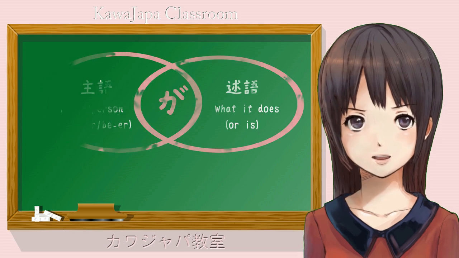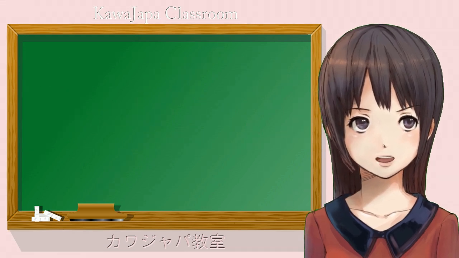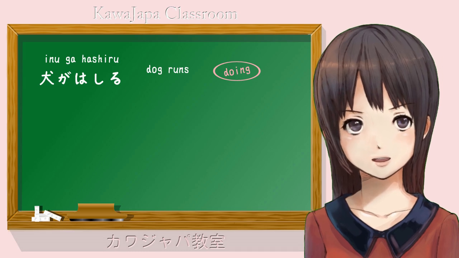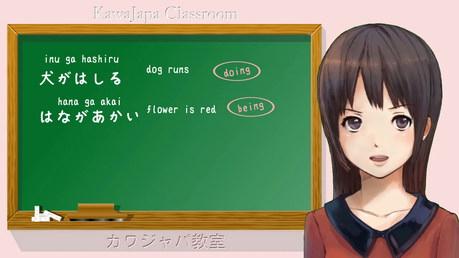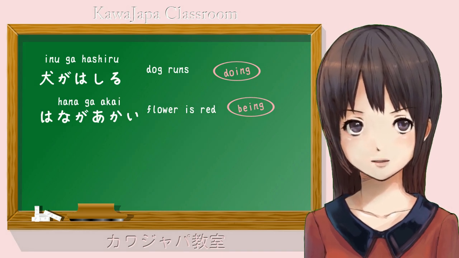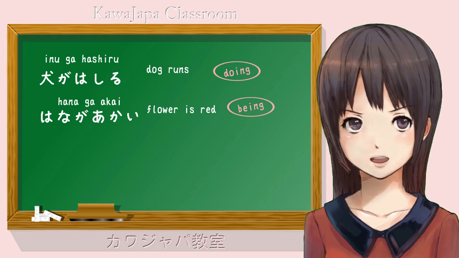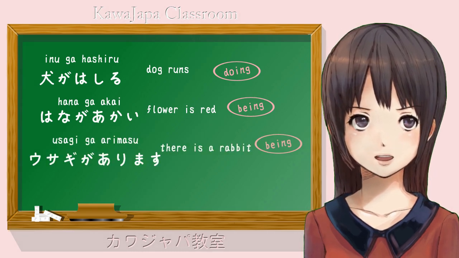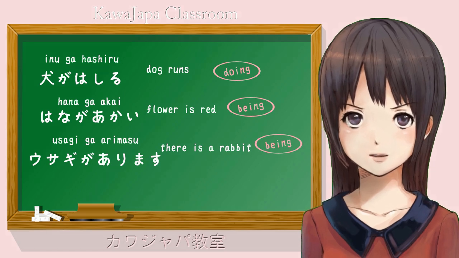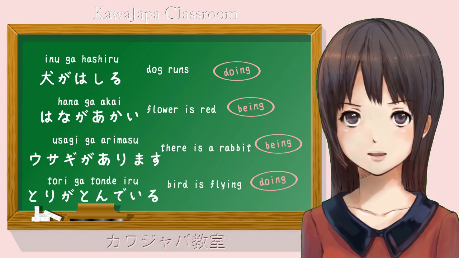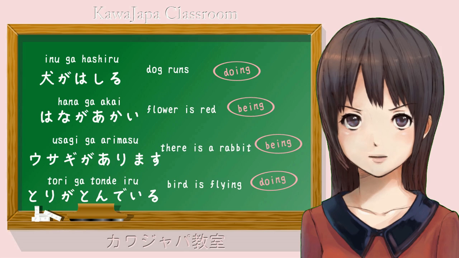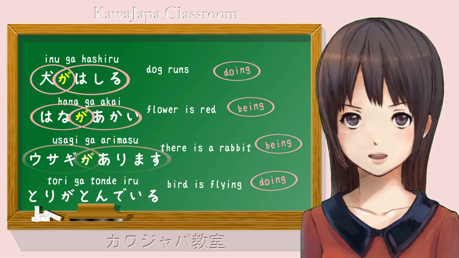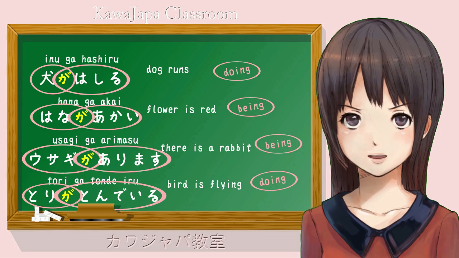So, we can say, inu ga hashiru, that means the dog runs. We can say, hana ga akai, that means flower is red. We can say, usagi ga arimasu, there is a rabbit. We can say, tori ga tondeiru, bird is flying. Notice that each of these sentences is joined together with ga. Every Japanese sentence is joined together with ga.